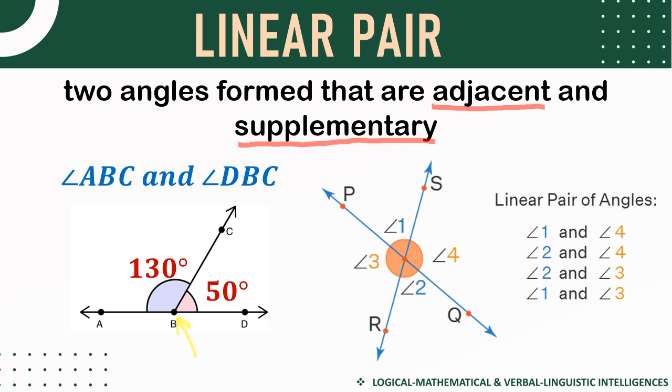So we do have angle 2 and angle 3. And apart from this, we can also have the angle 1 and angle 3 combination. So it's still an example of linear pair. That means in two intersecting lines, we can find four sets of linear pairs.